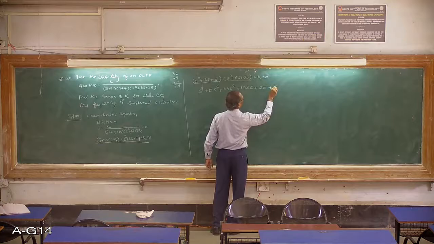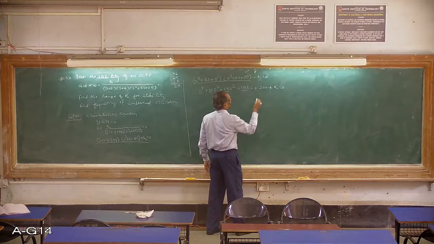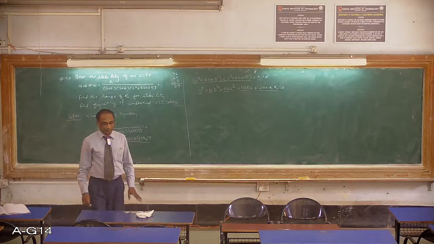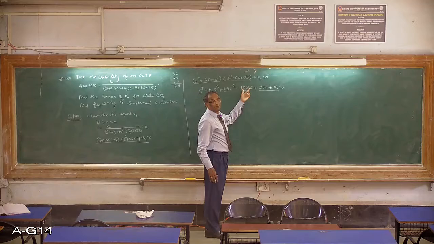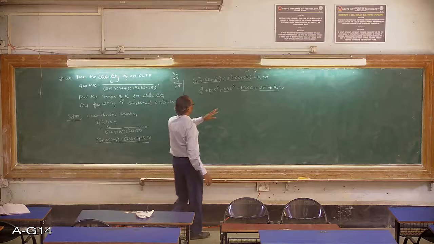Now you can observe the coefficients: s raised to 4, 1, s cube, 12, s square, 69, s, 198, and the constant term is 200 plus k, not k only in this case. You must be able to identify this. Sometimes you may find the coefficient of a term also in terms of k, like 10 plus k or 2 plus k. You have to consider the complete coefficient. You should not write 2 and k separately. Depending upon the terms, you have to get the coefficients.